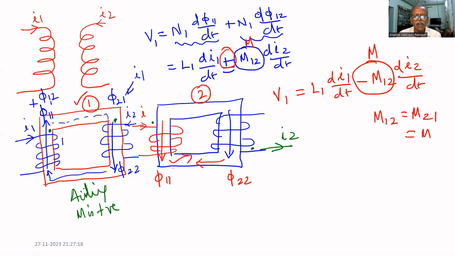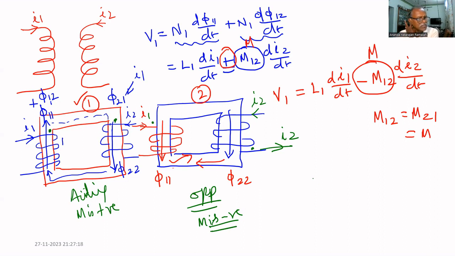That's why aiding. Here, I1 is entering the dot and I2 is leaving the dot. That's why opposing. Opposing, therefore, M is negative. M is negative in this case.